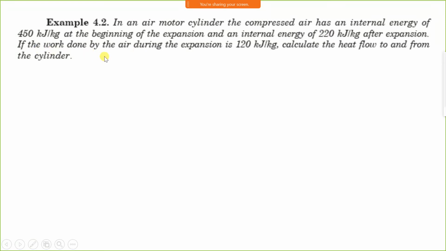If work done by the air during the expansion is 120 kilojoule per kg, listen, work done by the air means in the cylinder there is air and work is done by the system, that is positive work, 120 kilojoule. Calculate the heat flow to and from the cylinder. Heat flow to and from the cylinder means we have to calculate heat transfer and check the direction. If it is going to the cylinder, then it is positive. If it is going out of the cylinder, then it is negative.